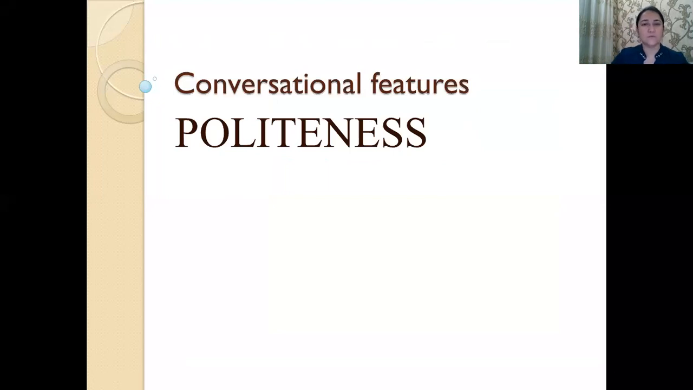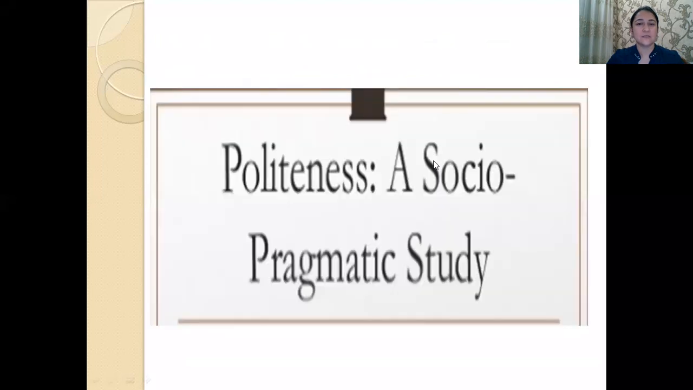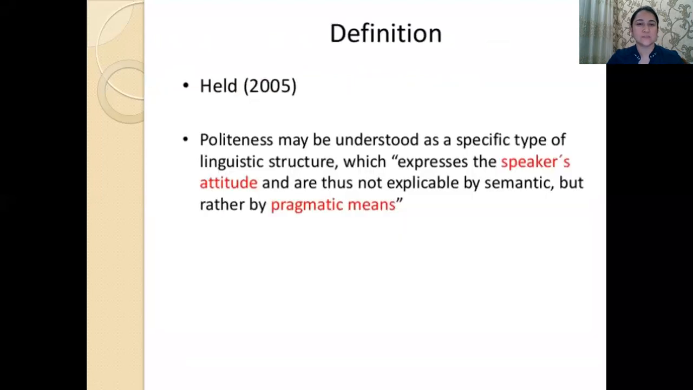Today, in our discourse class, we're going to discuss politeness. Politeness is one of the conversational features, and it is studied in socio-pragmatics. Politeness may be understood as a specific type of linguistic structure which expresses the speaker's attitude and is thus not applicable by semantic but rather by pragmatic means. This definition is given by Held in 2005.